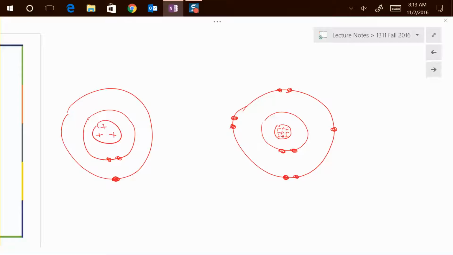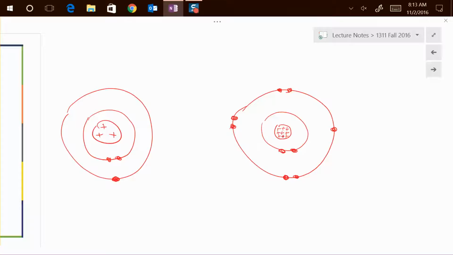The D and the S, they kind of have a more consistent size to them. So it's not as regular of a pattern. But we're not going to worry about those ones. Mostly we worry about the S and the P elements, the representative elements. So fluorine is small. As I go this way, that size increases.